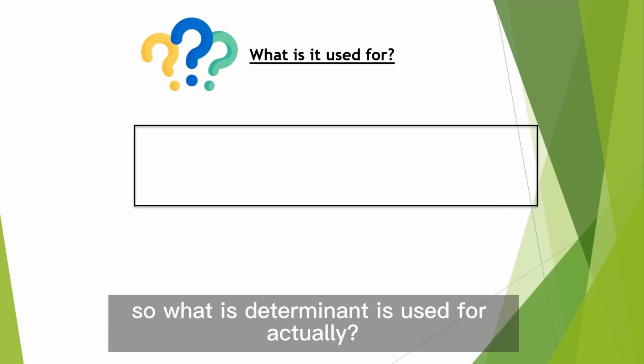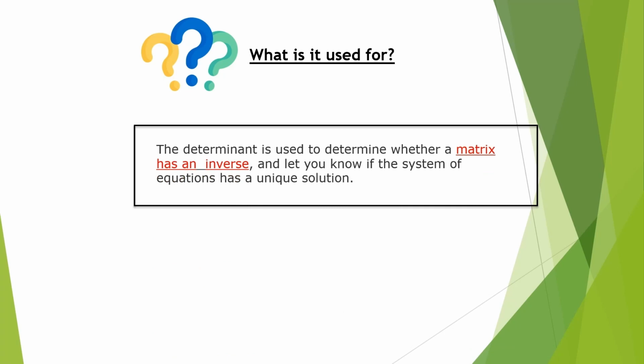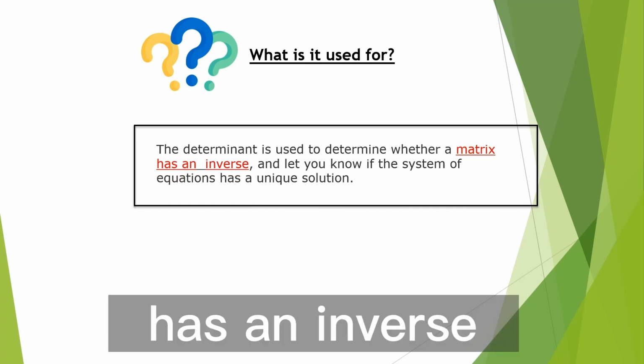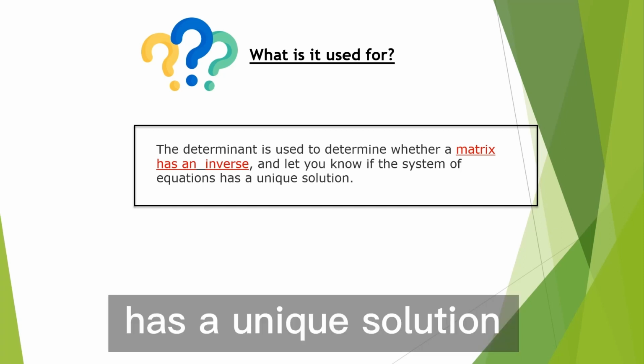So what is the determinant actually used for? The determinant is used to determine whether a matrix has an inverse and lets us know if the system of equations has a unique solution.